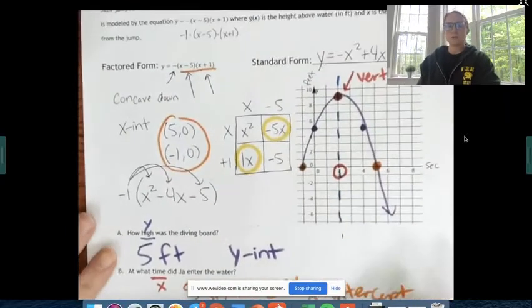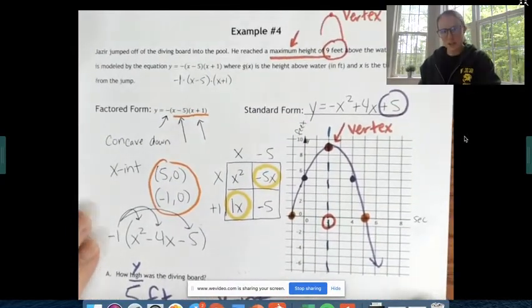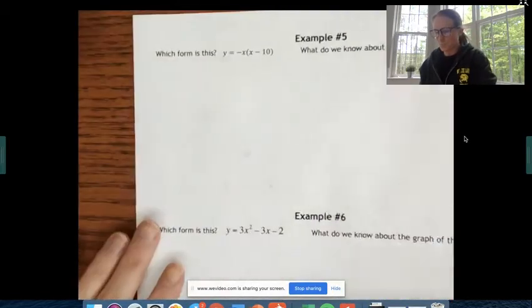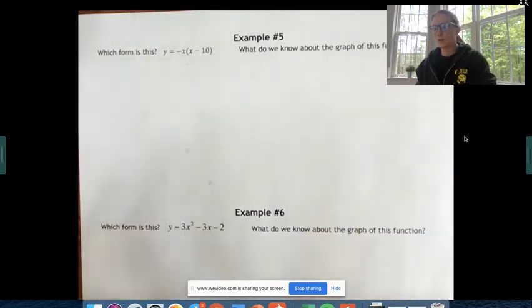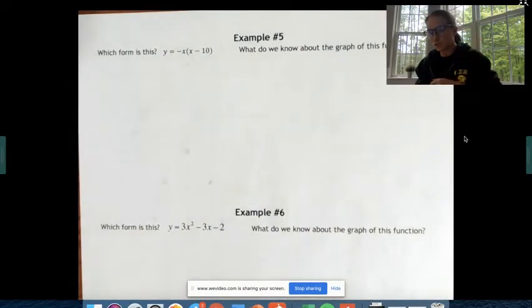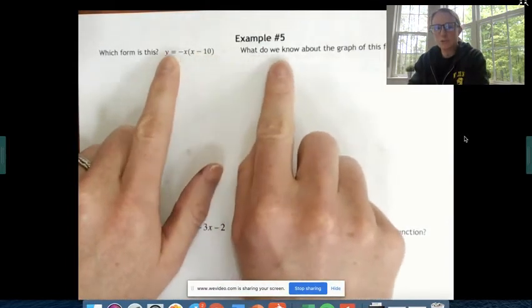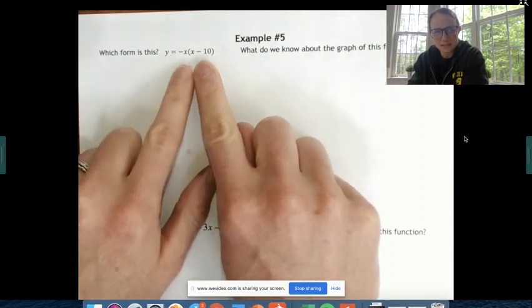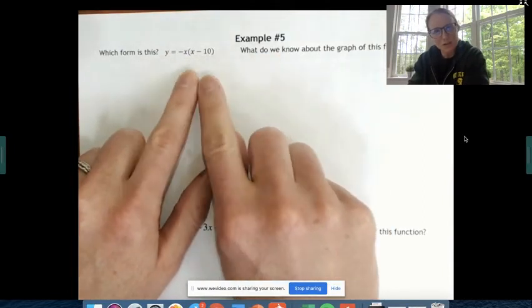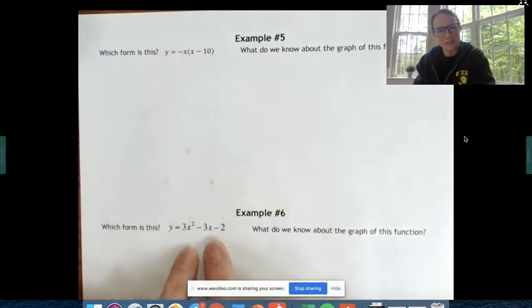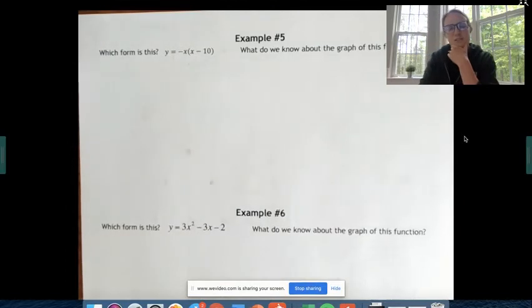All right, so that was our real world example. We're gonna do 2 more to help you with this work. Remember, you can always pause the video, rewind, skip forward, do whatever you need to do to match your learning speed. All right, let's take a look at example number 5. We want to know, what form is this in? Is it factored or standard? And what do we know about the graph? The same thing for number 6. Is it factored or standard? And what do we know about this graph? So just go ahead and analyze those two and think, which one of these is in factored form and which one of these is in standard form?